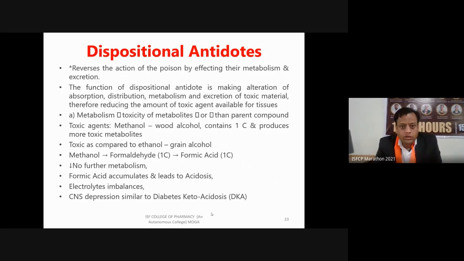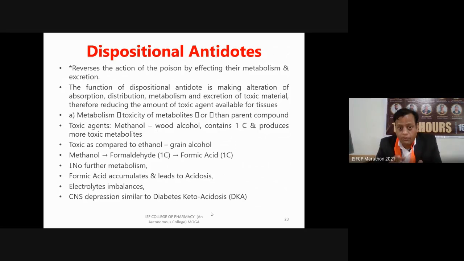When the metabolites or the parent compound produce toxicity, they produce different hazardous effects. Taking the example of methanol, also known as wood alcohol, it contains one carbon and produces more toxic metabolites. It is more toxic than ethanol, and methanol converts into formaldehyde, one carbon, and further it converts into formic acid.